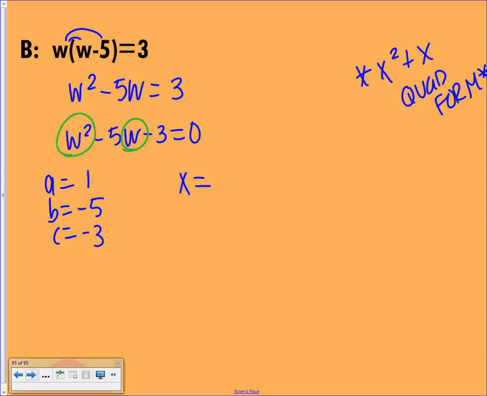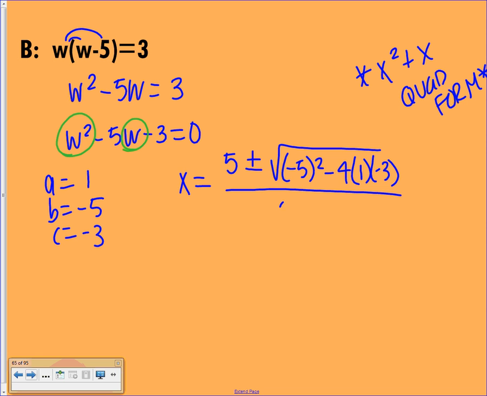Well, if my b is a -5, that's going to make it a +5, plus or minus the square root of b squared, put that -5 in parentheses, squared, minus 4 times a, which is 1, times c, which is -3. And this whole thing is over 2a, so 2 times 1. Okay, so you should be able to plug it in pretty simply.